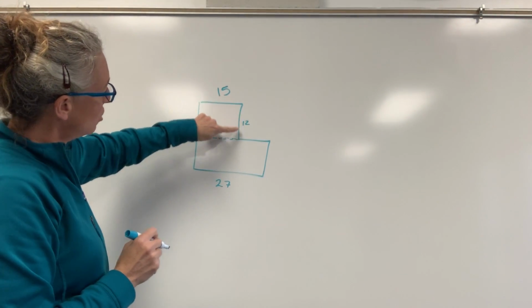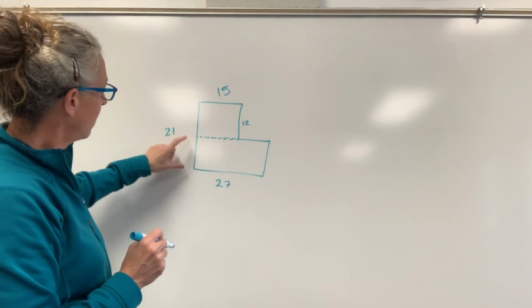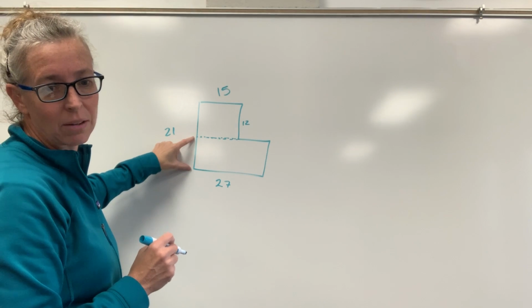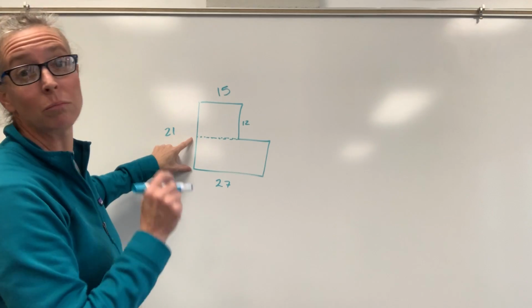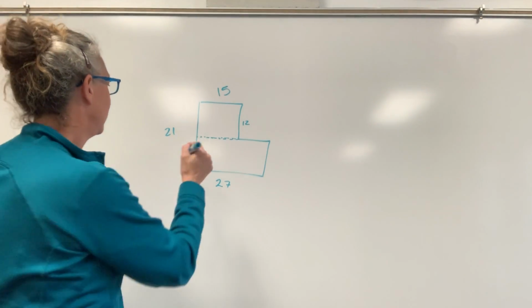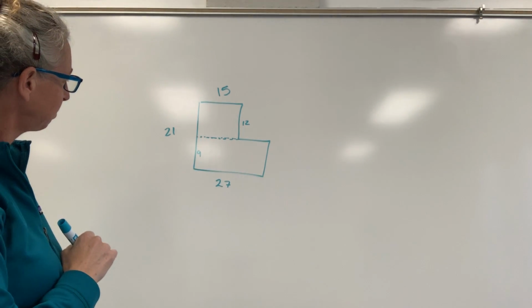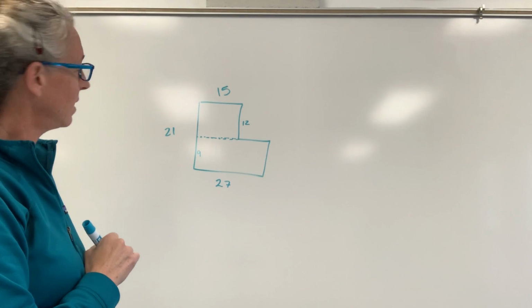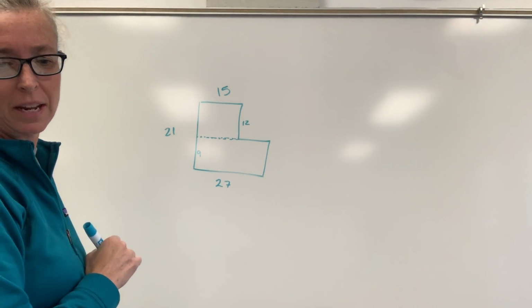So if I know that this is 12 here and this whole thing is 21, that makes it so we can figure this out right here. So 21 minus 12 leaves us with, use your calculator if you have to, 9. So that guy right there is 9. Now we can figure out some areas and then add them together.